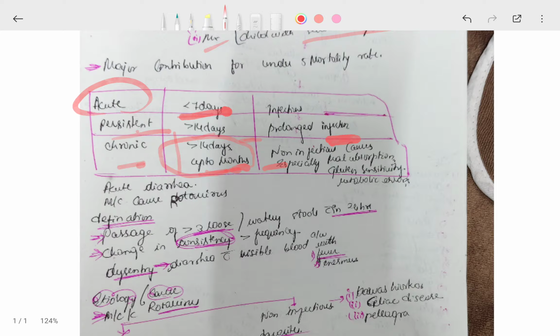Acute diarrhea is less than 7 days, with an infectious cause. Persistent diarrhea is also an infectious cause, but more than 14 days. Chronic diarrhea is more than 14 days, up to months, but because of a non-infectious cause.